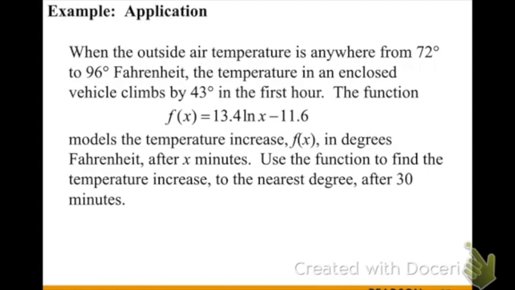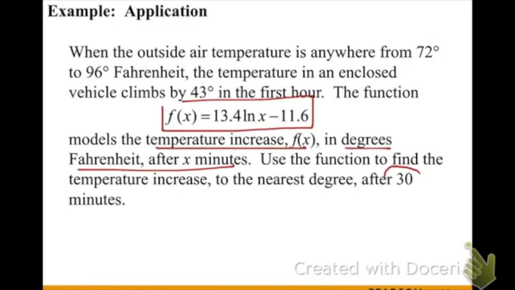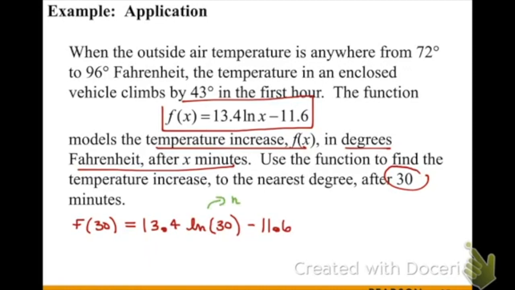We'll notice it says to use the function after 30 minutes, that means we're going to plug in 30 for our x. So we're going to be finding f(30) here. This means that we'll get 13.4 times the natural log of 30, notice the parentheses, minus 11.6. This is the case on our calculator where we want to use that ln button, so make sure you find that. Again, the ln is our natural log, which is base e. And if we simplify this, it turns out to be about 34 degrees, which is what we said would happen.